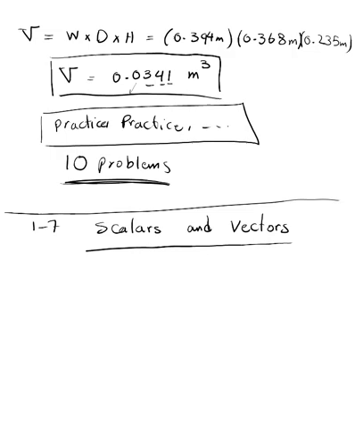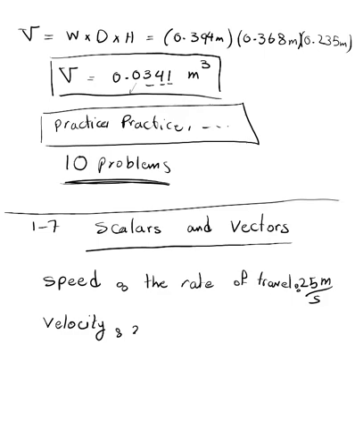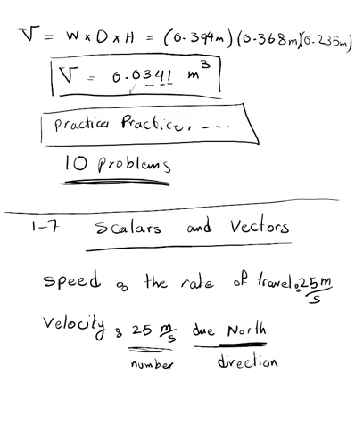Now, the rate of travel is given the name speed. So speed is only the rate of travel. In our example, that was 25 meters per second. If this rate of travel is combined with the direction, then we call it velocity. The velocity then is 25 meters per second due north. So it has both the number and the direction. This quantity, speed, is called a scalar because it only has the value, but the velocity is called a vector because it has both the value and the direction.